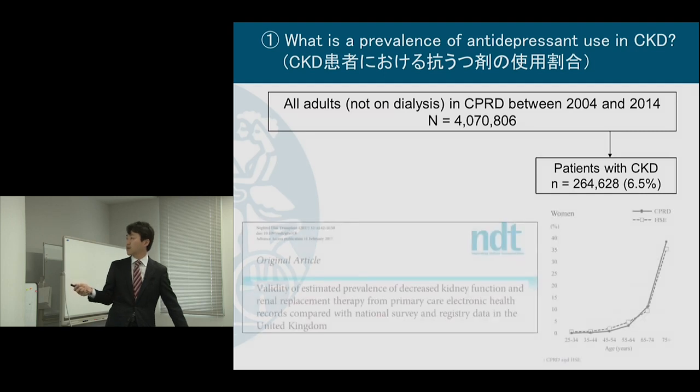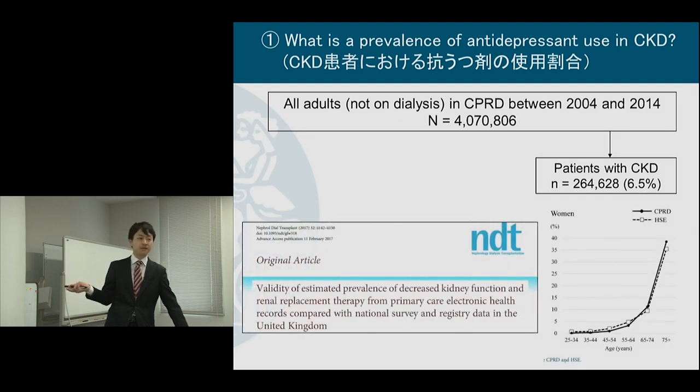And I confirmed that this is generally representative of the UK CKD population, because I compared these patients with nationally representative statistics, the Health Survey for England, as a validation study. You can see this is women, but men were similar. By age, the prevalence of CKD was very similar between the databases. By doing this kind of validation study, you can make your research more valid.